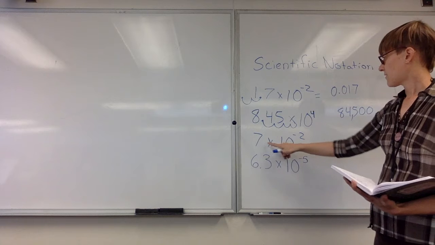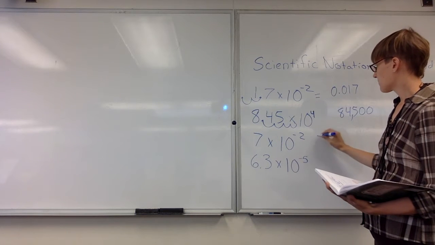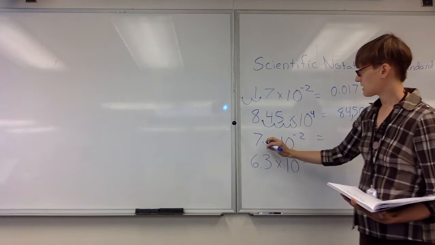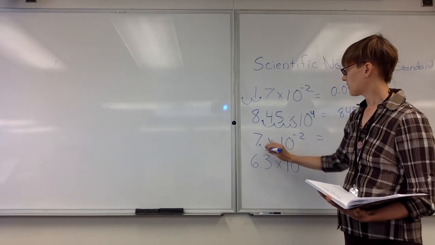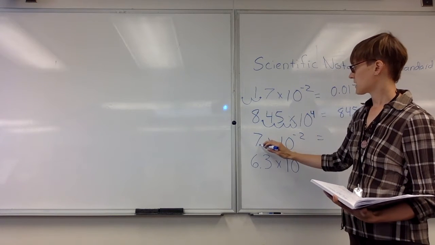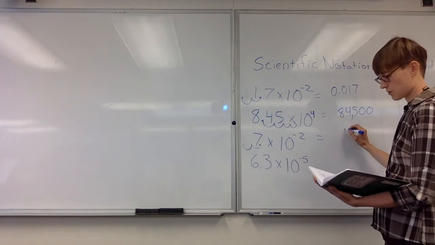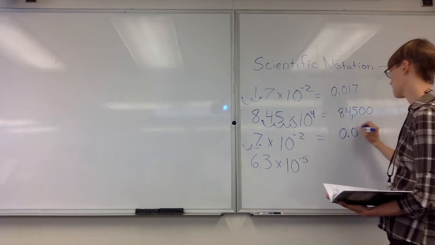The next one, 7 times 10 to the negative second. In standard notation, that would mean my decimal point is after the 7 here. I'm moving to make it a smaller number, so I'm moving it to the left 2 places. So I would have 0.07 as my answer.